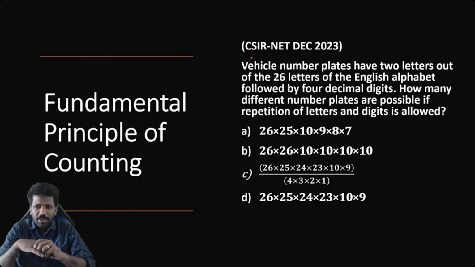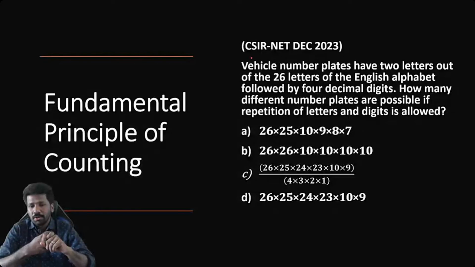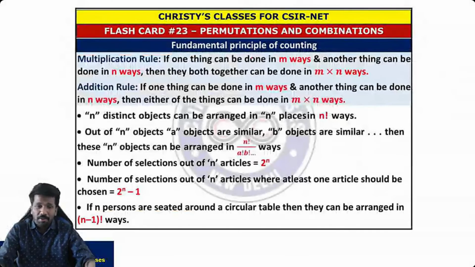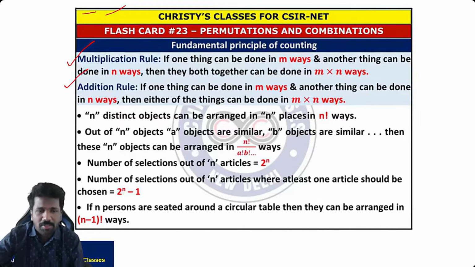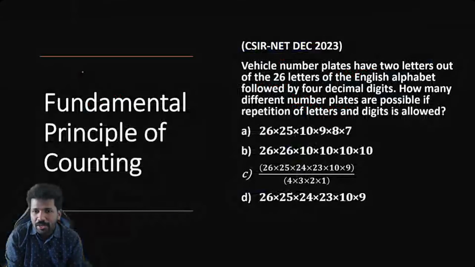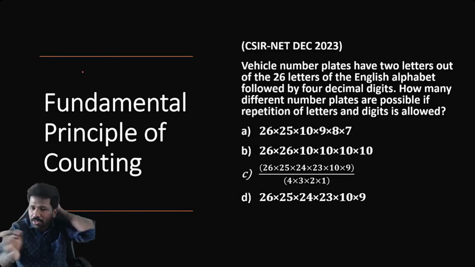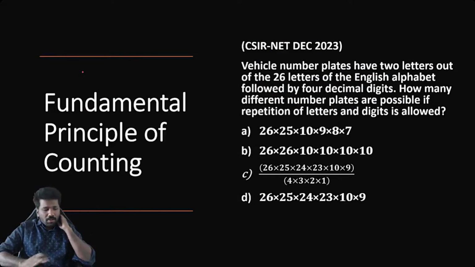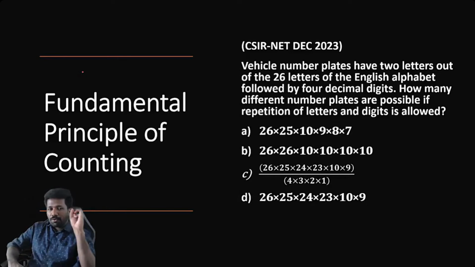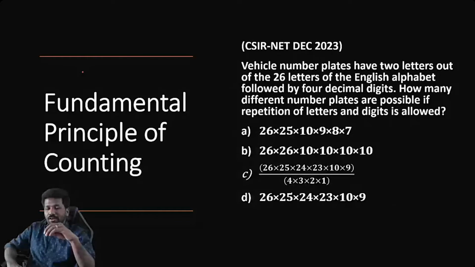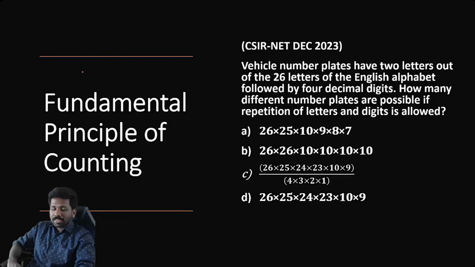Next is a very important topic, probability and arrangements. Arrangements means permutation and combination in particular. In it, a very important idea is the fundamental principle of counting. In this course we will give a separate lecture on the fundamental principle of counting itself, and the questions related to it. For example, this December 2023 question is purely based on the fundamental principle of counting. If you know what that principle is, you can solve this question's answer in just 1 minute.